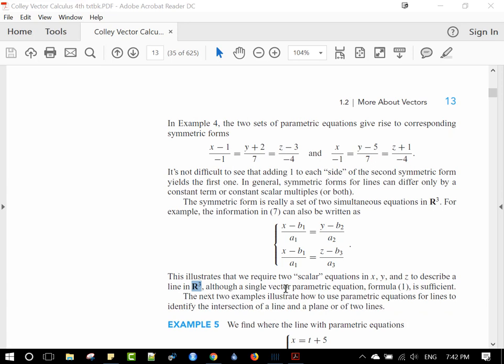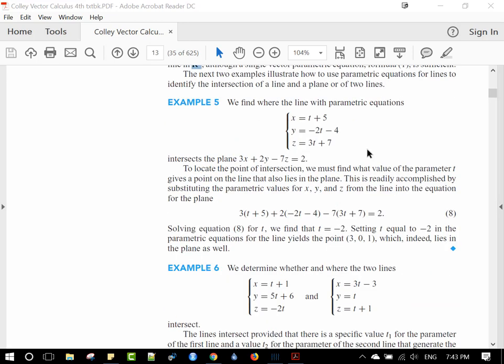Although a single vector equation, we need two scalar equations to get a line in R3. One thing we might want to do is find the intersection of a line and a plane. You can have a line and a plane, and you might wonder where they intersect, if they intersect. Another thing you might want to do is, if you have two lines, wonder where they intersect. So let's tackle both of these problems using parametric equations.